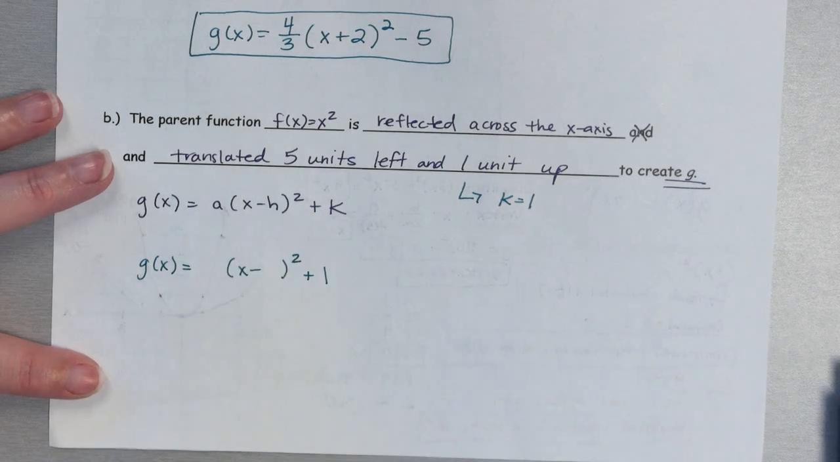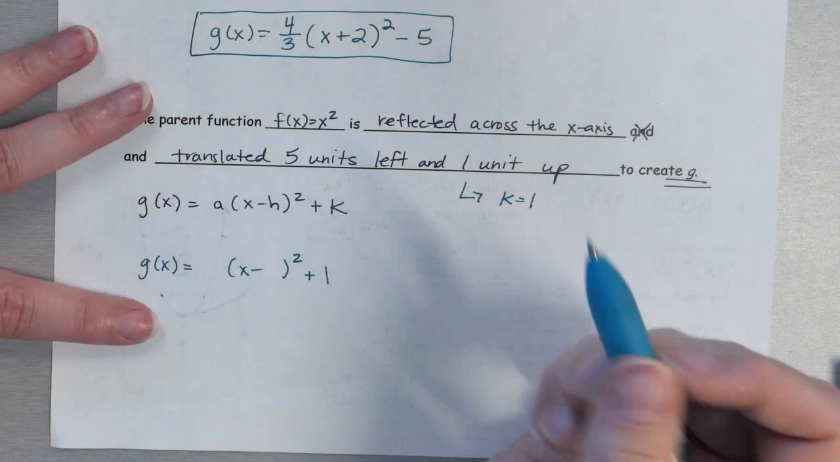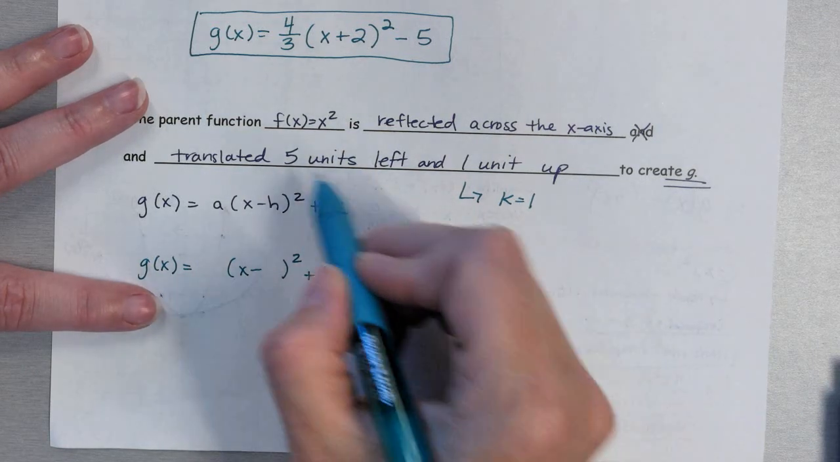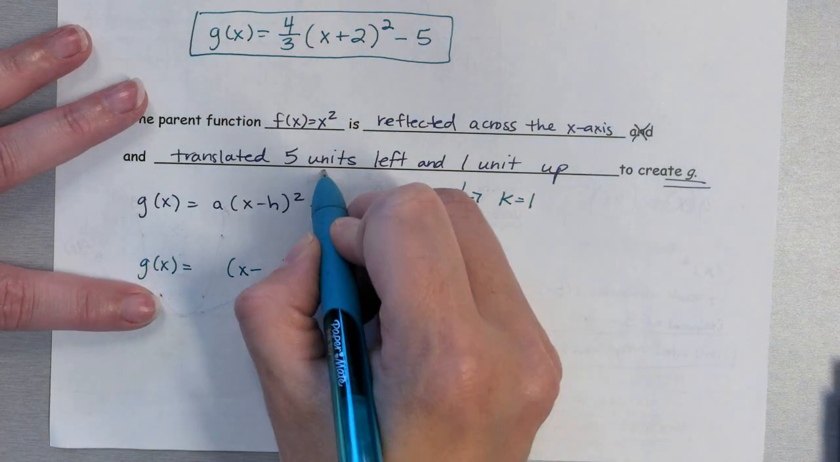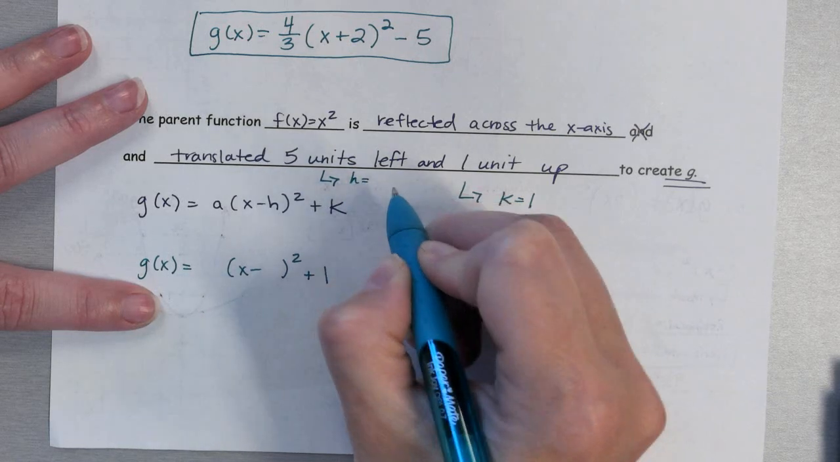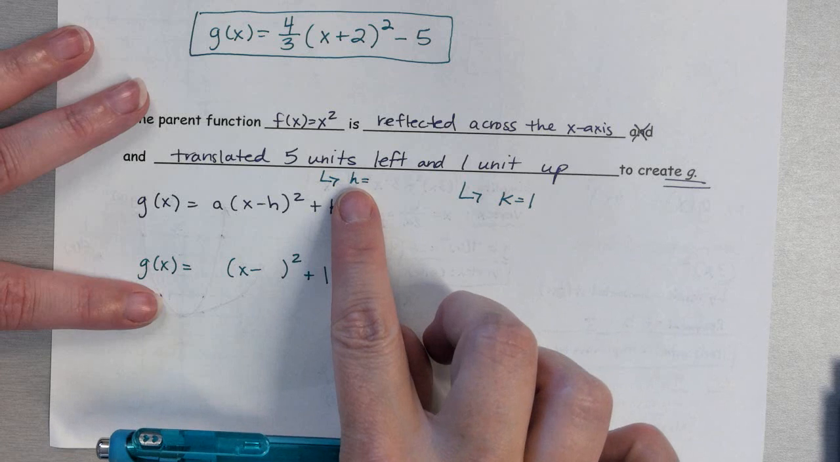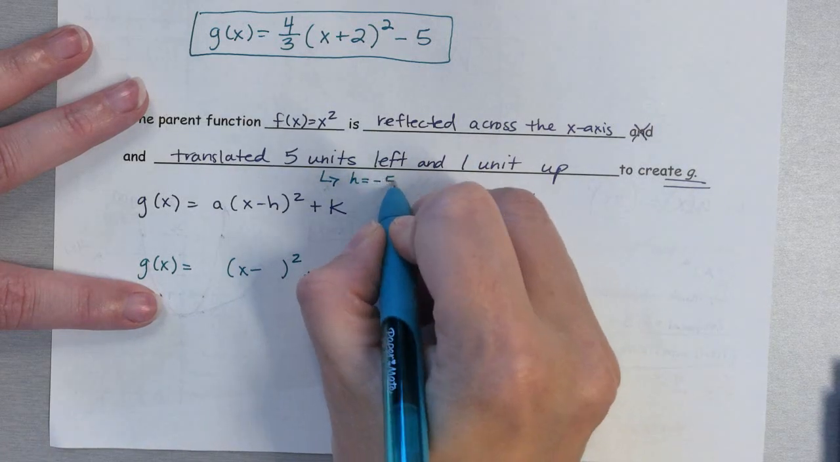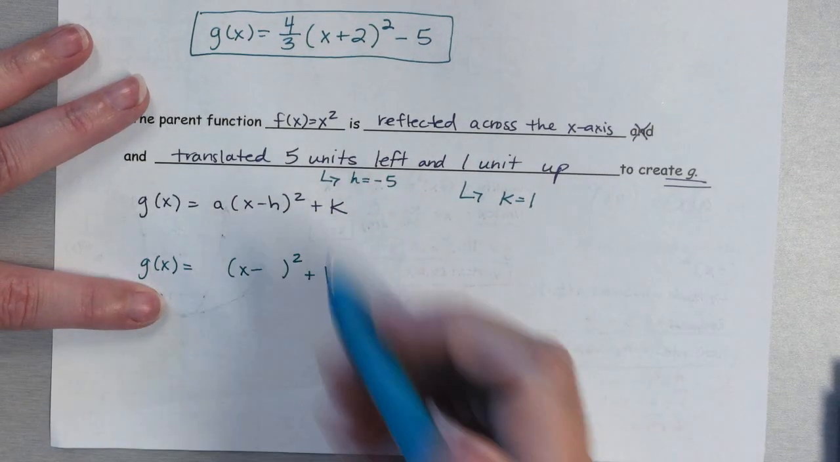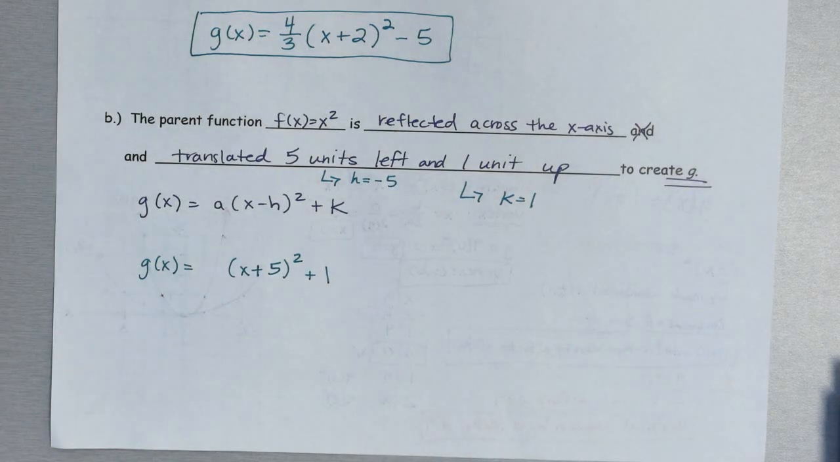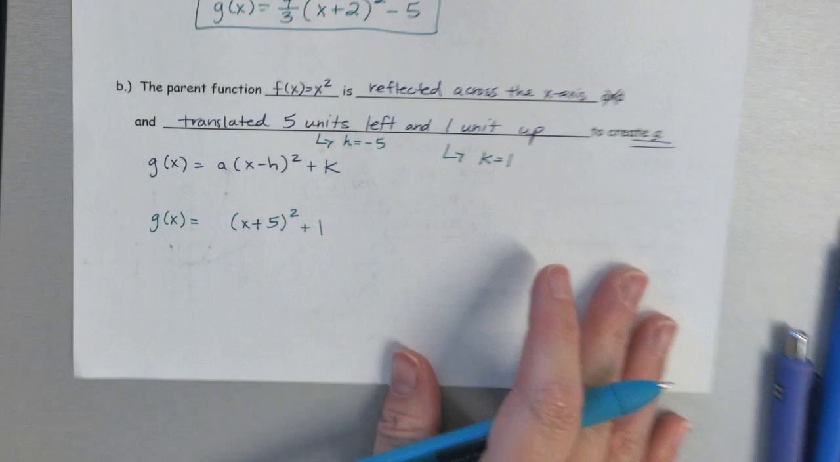And then for the 5 units left, Cooper, what's our value for H if it's 5 units left? I think plus 5. Yep, because what was your H value? My H value was -5. Yes, good. So 5 units left is going to be -5, which means I'm going to have x plus 5 inside the parentheses. And then we have that reflection.